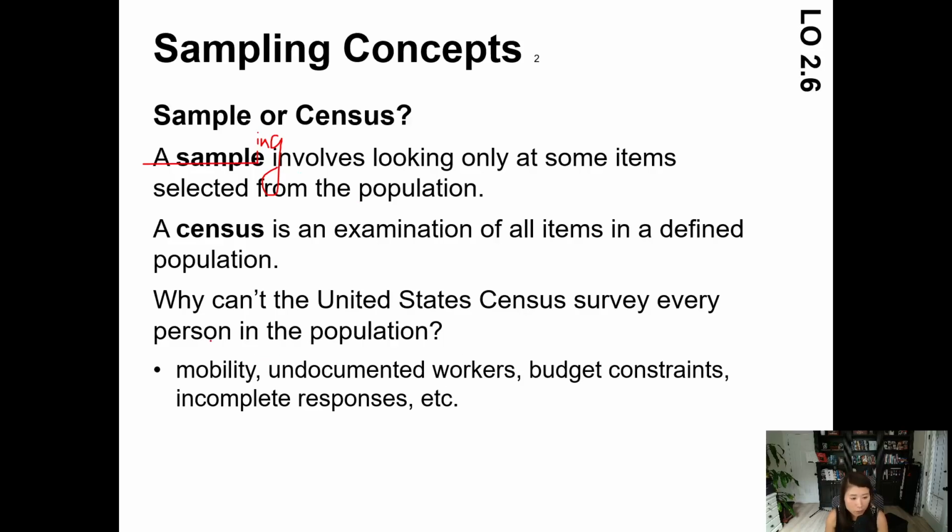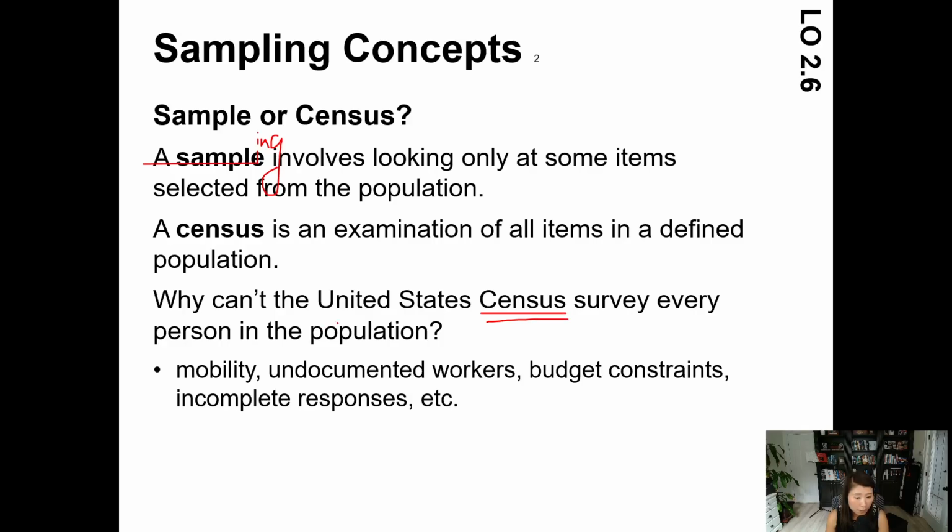Okay, so here I have a question. A census is usually used when we look at the U.S. census, right? We call it the U.S. census survey. Every 10 years, everybody in the population needs to complete it. So that is one of the few examples where we can call the data we're collecting a census.